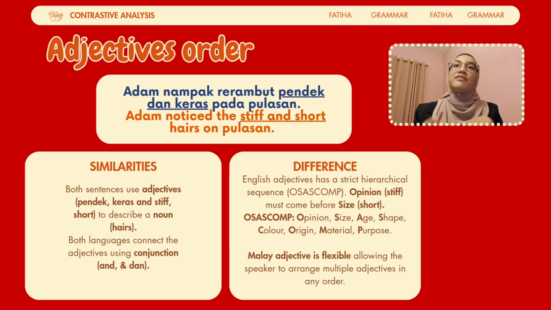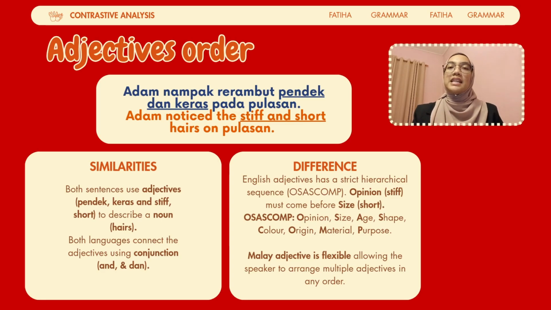However, the structural divergence here is interesting because it boils down to a rule in English grammar known as OSASCOMP. For those who need a quick refresher, OSASCOMP is an acronym that dictates the strict subconscious order that adjectives must follow in the English language. So for OSASCOMP, first O is opinion, the first S is size, A is for age, the second S is for shape, C is color, O is origin, M is material, and P is purpose.